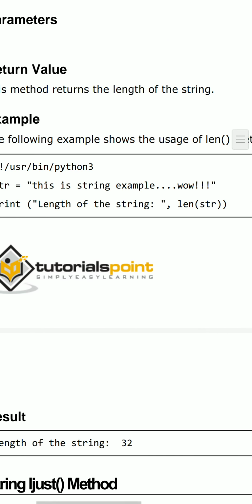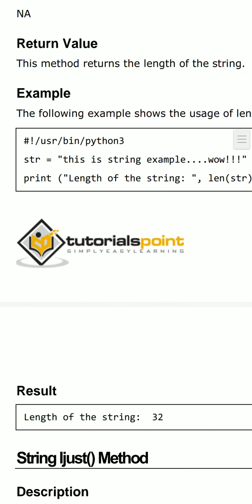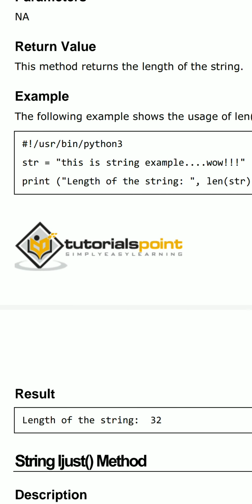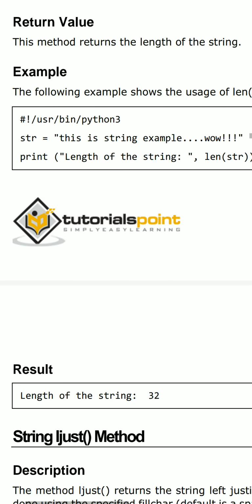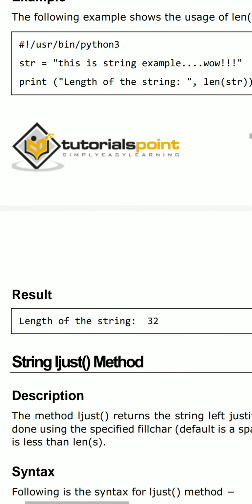Consider the following example. This is the string example, and str stores this value. Next I am calling the method length of the string, that is len of str, the value that is stored in str, "this is the string example". As soon as we execute the above two statements, we get the output as 32.